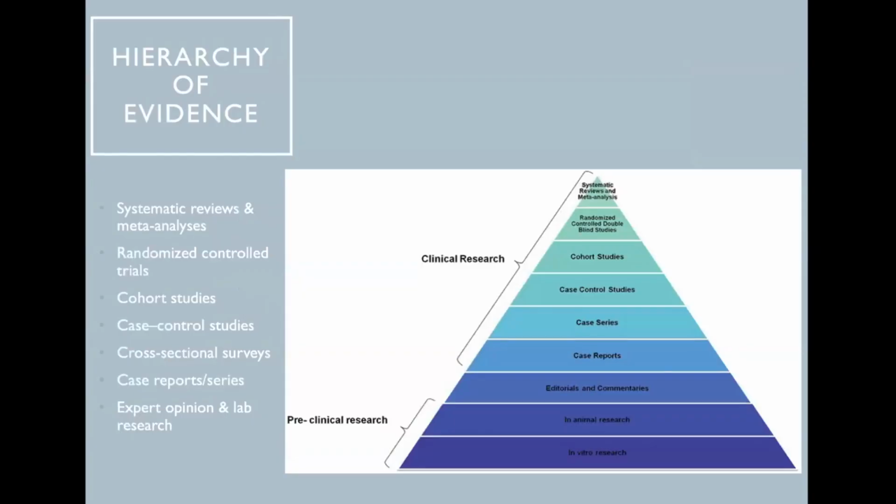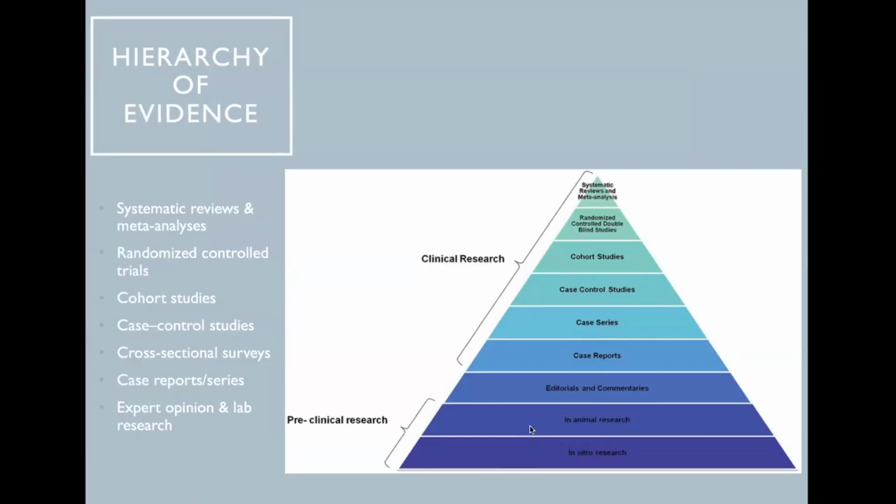So this is kind of what we talked about in the last slide. Each study type is sort of a higher level of evidence than the previous. So we start on the bottom here with in vitro animal research, which kind of sets the stage and the foundation for clinical research. As you can see, it's higher in the pyramid.